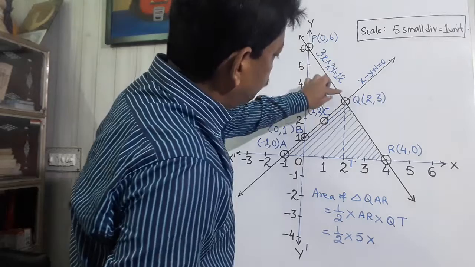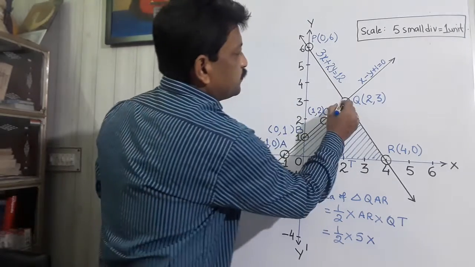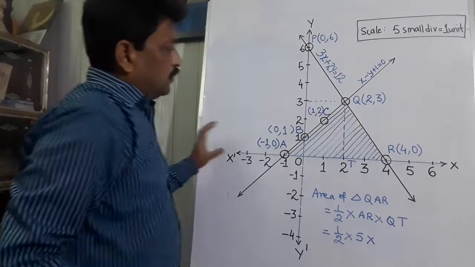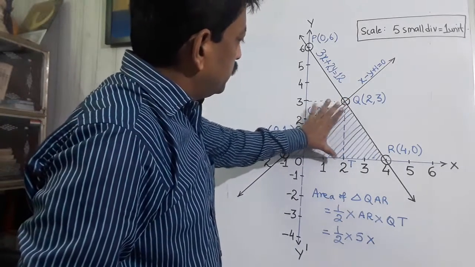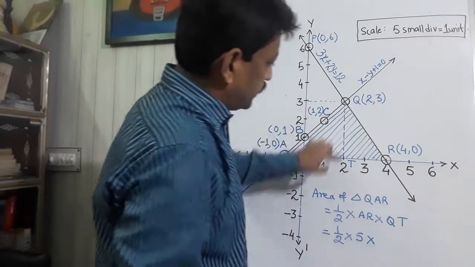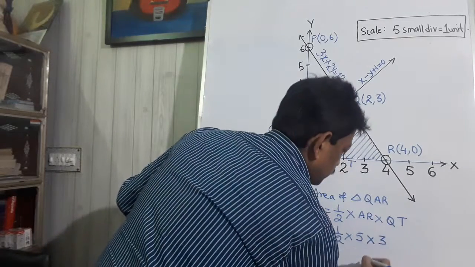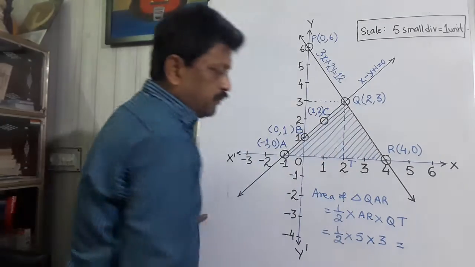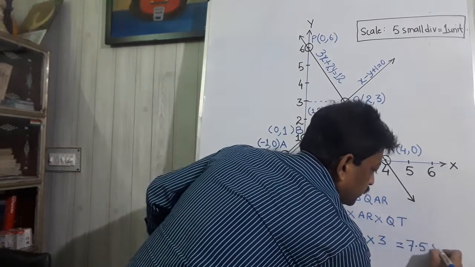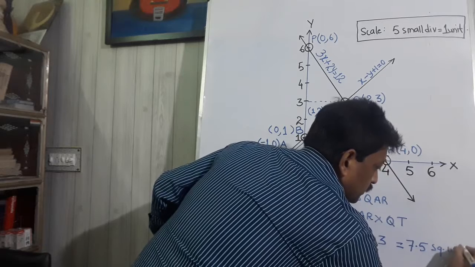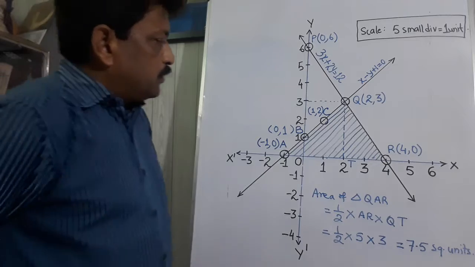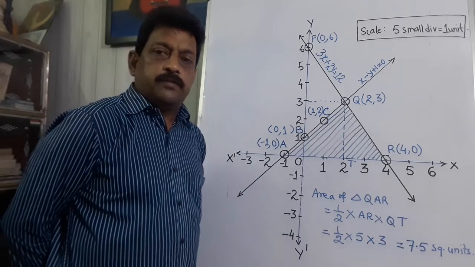And what is QT? See this point corresponds to 3 here. So the value of QT can be obtained from the y-axis. This is 3 units. This height is 3 units. So we can say the area is 15 upon 2 or 7.5 square units. Since it is area, so square units. Understood? So in this way we can find the area of the triangle also.